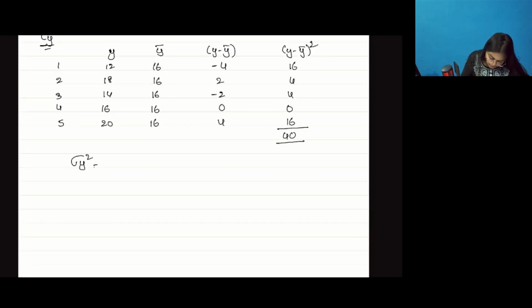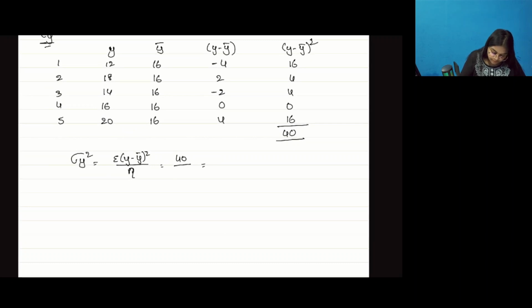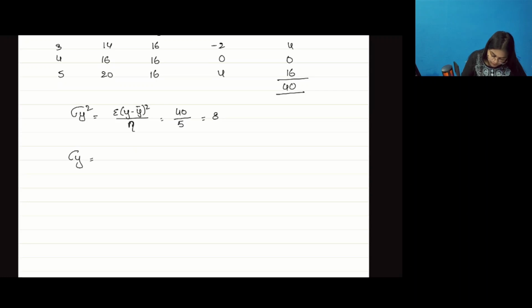Sigma y square equals summation y minus y bar whole square divided by n, that is 40 divided by 5, equals 8. Sigma y equals the square root of summation y minus y bar whole square divided by n, that is the square root of 8, which is 2.828%.